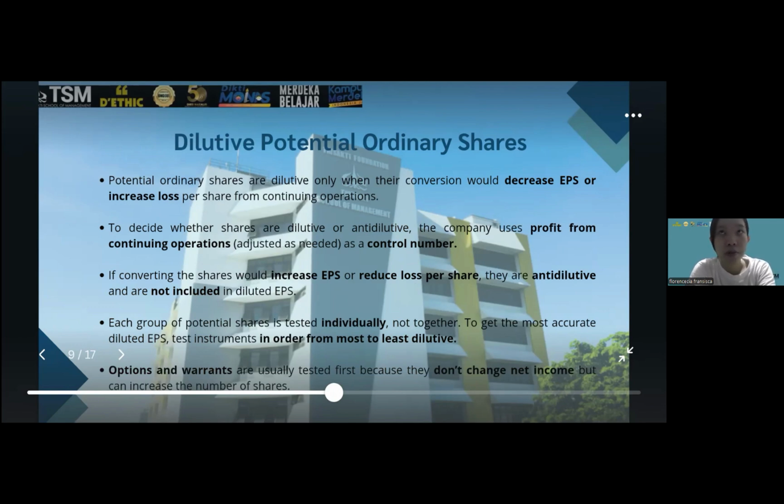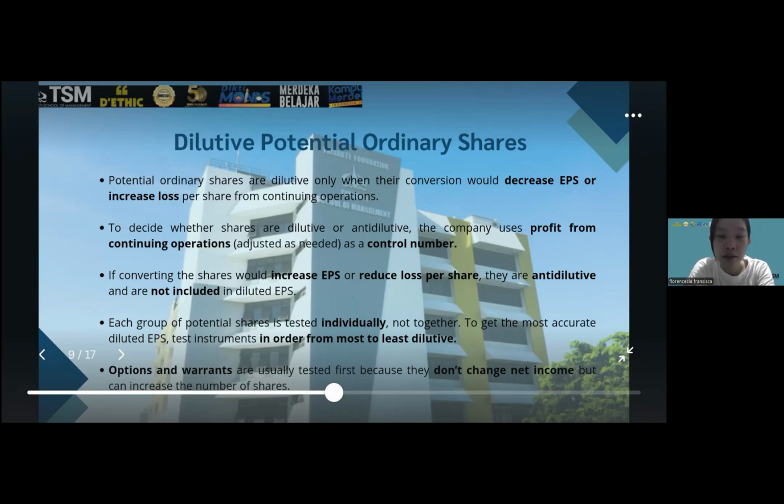So, when to include dilutive shares? We only include potential shares if they would make EPS lower or make loss per share higher. We use profit from continuing operations to check if shares are dilutive. Each potential share type must be checked separately, starting with the one that causes the biggest dilution.